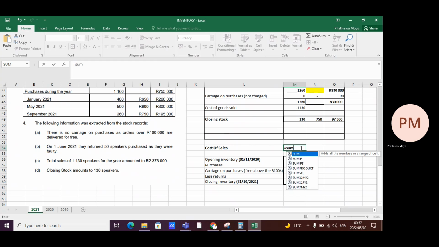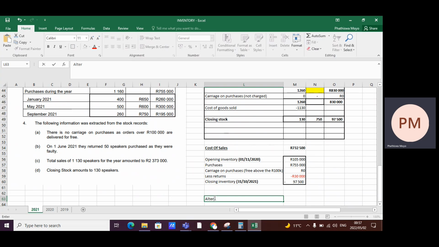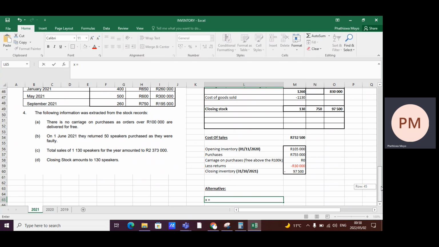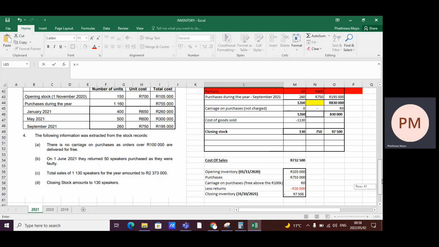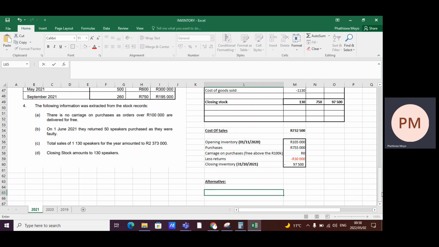So let's do the total. This gives you how much? 732,500 cost of sales. The other method that we could have used to save time, because you won't have time in the exam, is solve for x. X equals to, you're looking for the closing inventory. So in fact, you wouldn't even need to solve for x. You wouldn't need to solve for x because look at this.